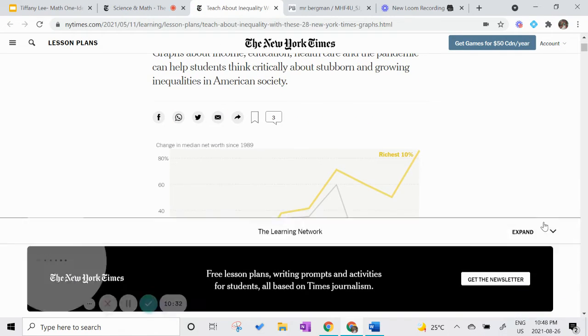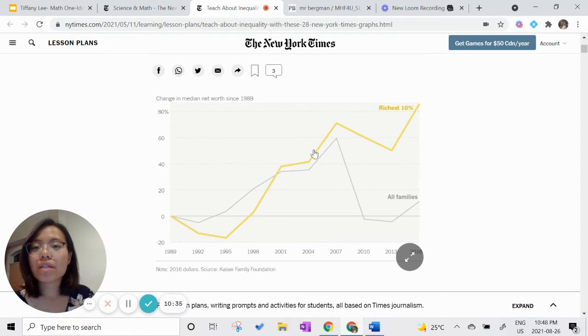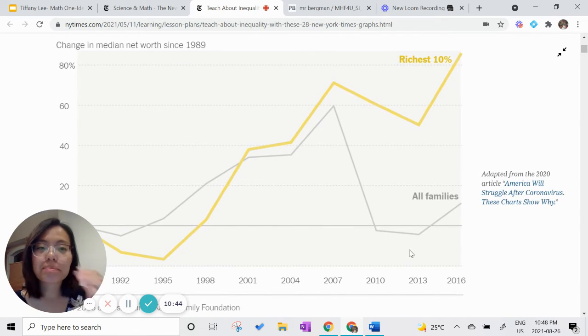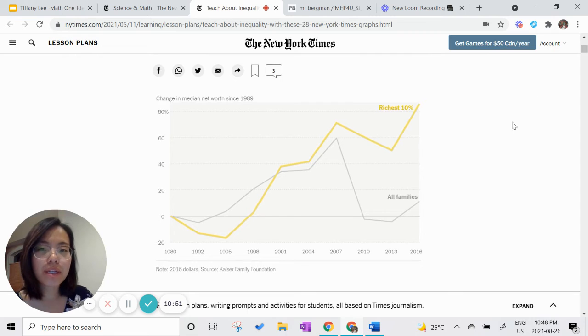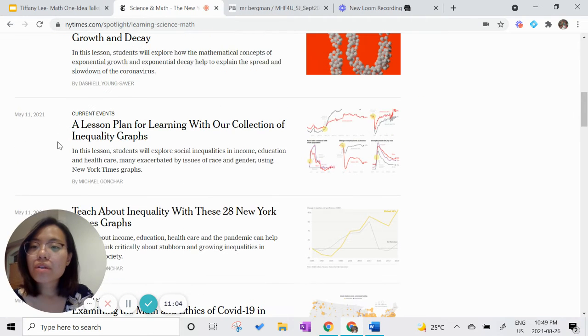Right, so they have a bunch of articles, and you can look through them, see if there's a graph that you like and you want to talk about it with your students, right? And you can ask them the guiding questions of like, what do you notice? What do you wonder? And this is really good in, it's talking about inequality, and it's also teaching them how to read a graph, right?